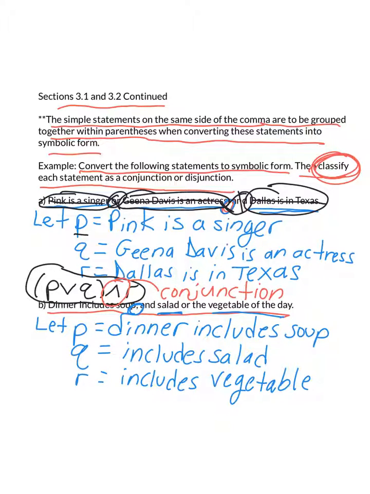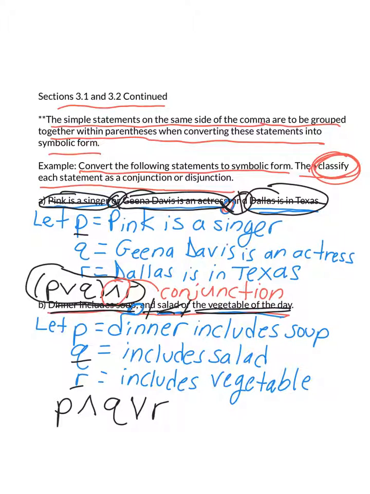Got to go now back through the sentence yet again for step 2, where we can actually bring in the symbols. So first up, dinner includes soup. That was the letter P. Check. Now the comma hits a lot earlier in the sentence than in example A, so I'm going to come back to that comma. I hit the word "and," so that's the up arrow. Check. Salad was the letter Q. Check. I hit the word "or," which is the down arrow, disjunction, down arrow. Check. Vegetable of the day was the letter R.